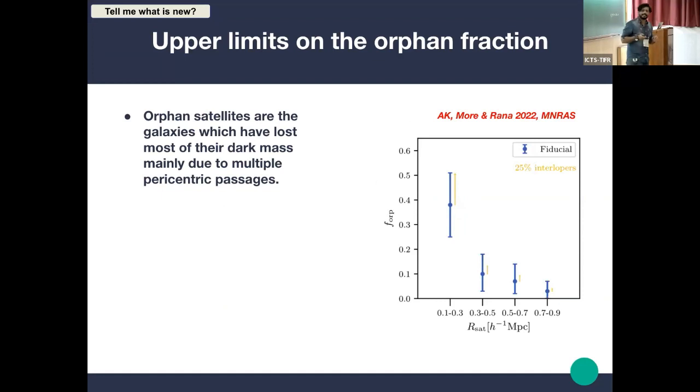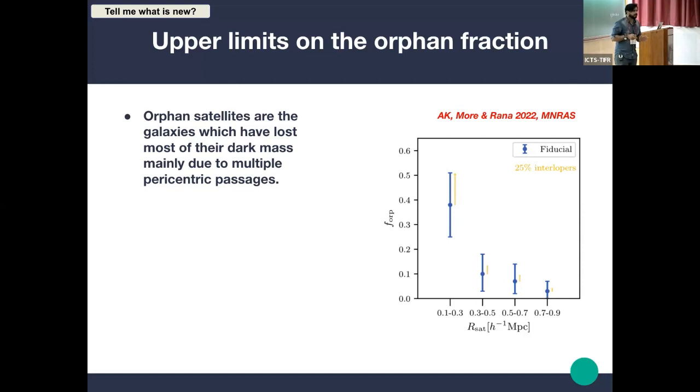Okay, the other case I mentioned is invoking the orphan fraction. What do I mean by that? Orphans are a particular kind of galaxies which have lost most of their dark matter mass, mainly due to multiple pericentric passages. So now you are saying that your satellite sample consists of two extreme kinds of galaxies. One is galaxies which are exactly like field galaxies. The other is these orphan galaxies which have lost all of their mass. Now I'm saying that if you try to account for the mass difference which you observed earlier by this sample only, you can put an upper limit on the admissible value of these orphan galaxies from observations.